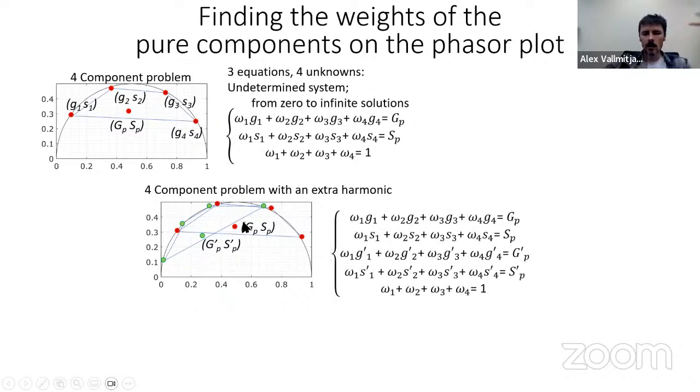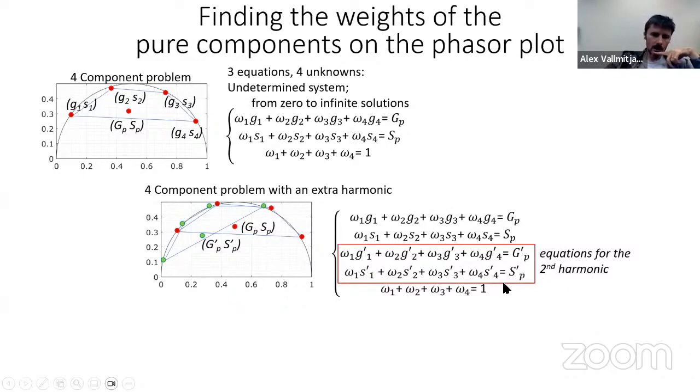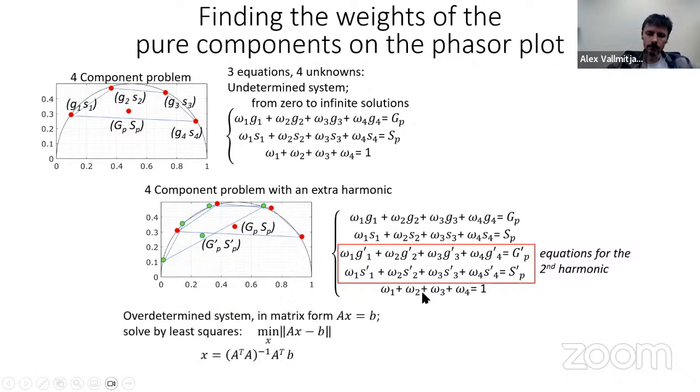This gives you a new pair of equations. So you now have two new equations for the second harmonic. Therefore, you now have the tools to solve this problem because you have four unknowns and five equations. This data is always going to be noisy. It's not going to be perfect, so it's not a perfect solution. Typically, we resolve this by least squares, so you find the best combination of weights that satisfies all the equations.